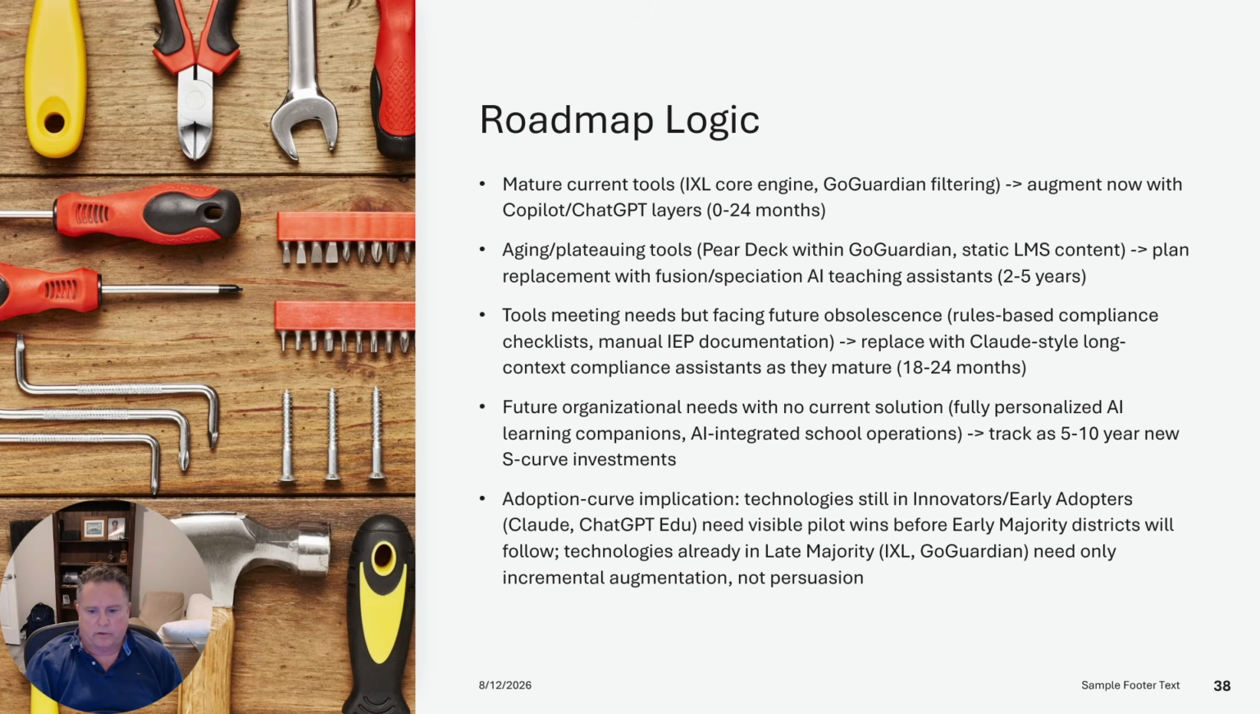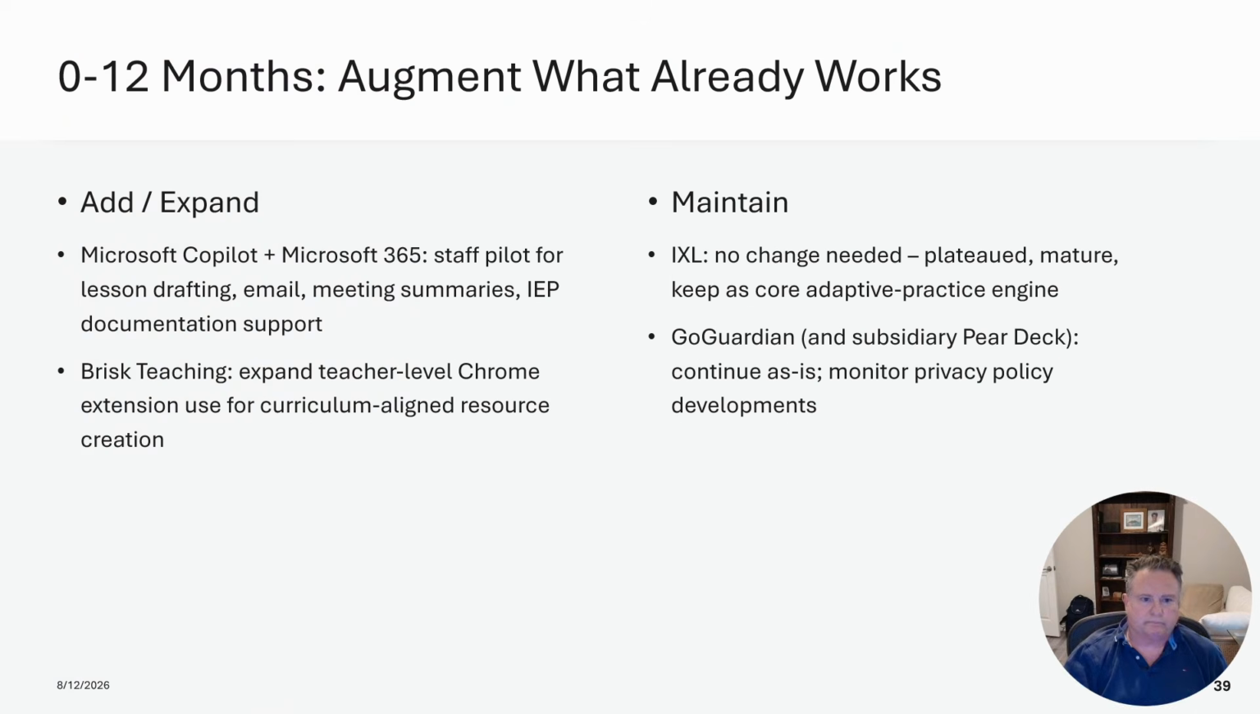And as far as adoption curve implication, technology is still in the innovator or early adopters such as Claude, ChatGPT EDU. They will need to have visible pilot wins before early majority districts will follow. Technologies already in late majority such as IXL and GoGuardian need only incremental augmentation, not persuasion. So in the 0 to 12 month time period, augment what already works would be our recommended strategy.